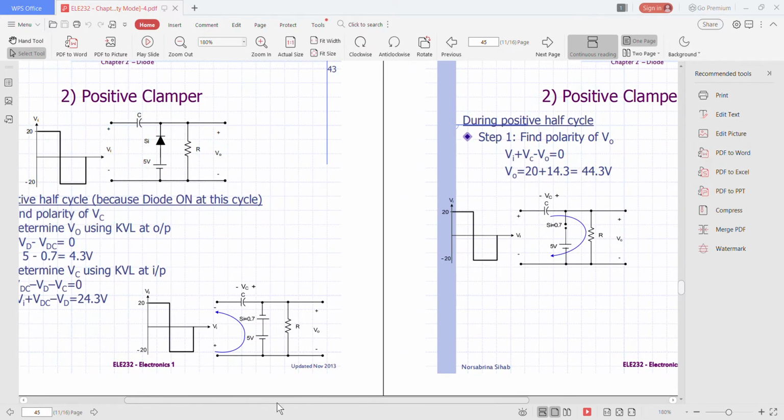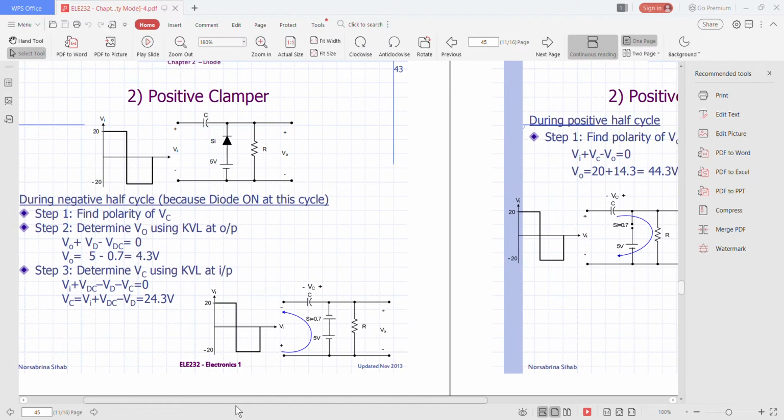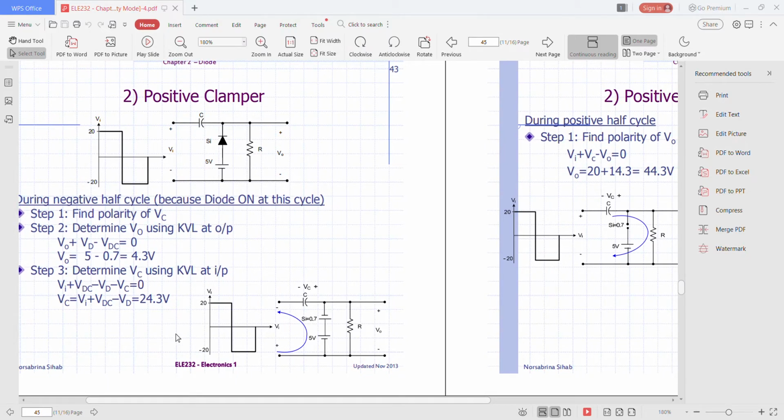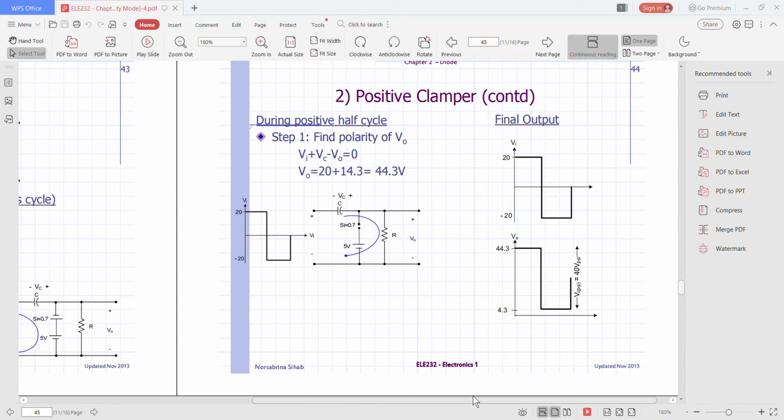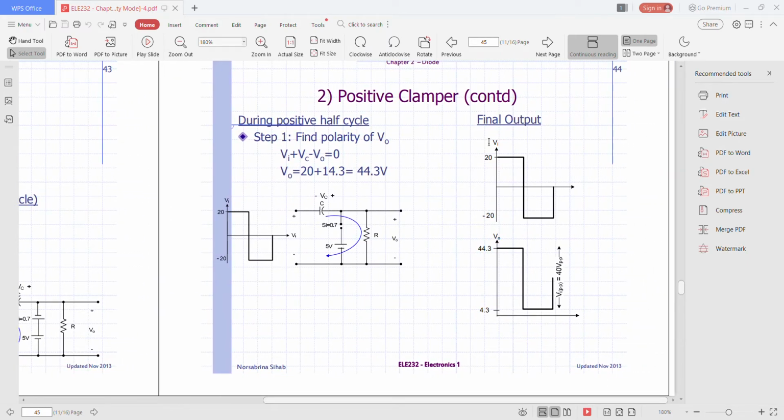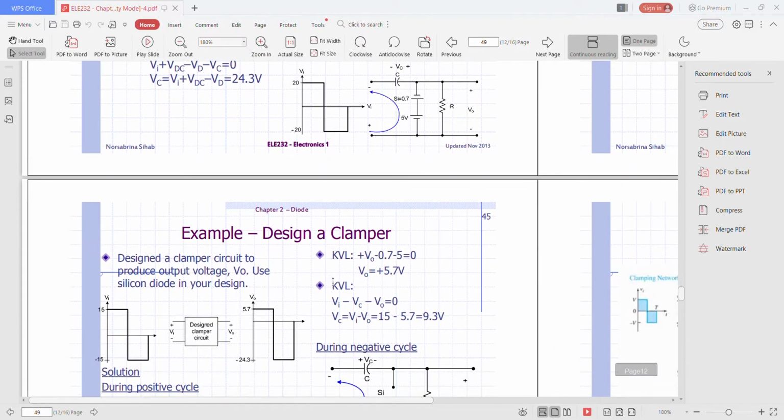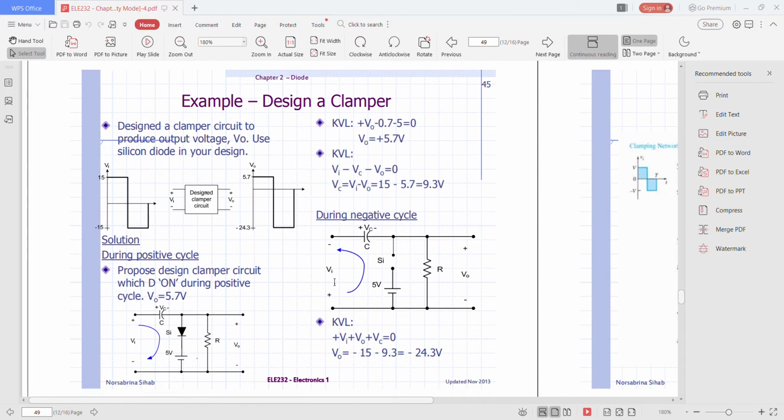So you have to combine the output from the negative half cycle and also from the positive half cycle. This is the final output. These are the signals. The first one is the input signal and the second one is the output signal. Okay, this is the example of how to design a clamper.